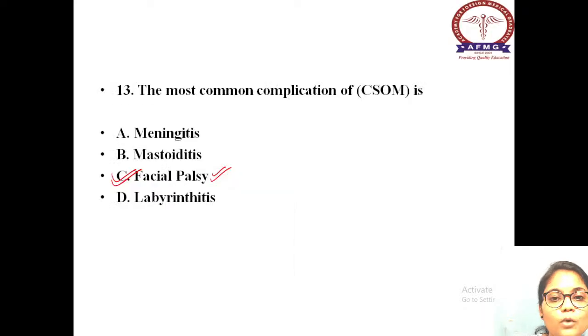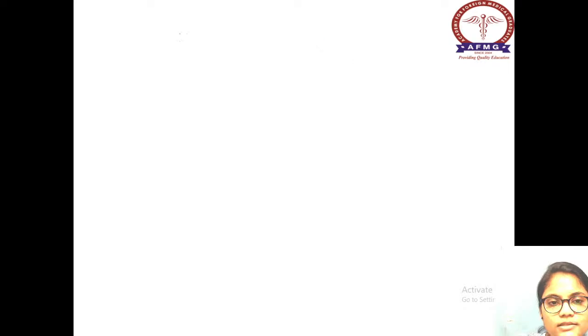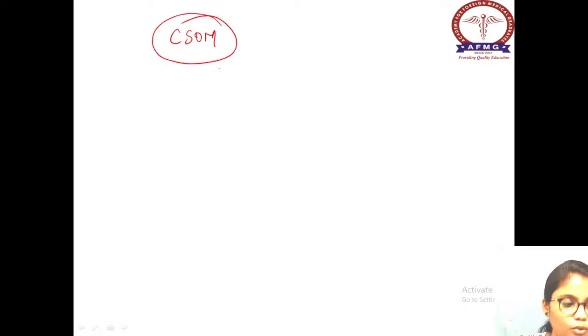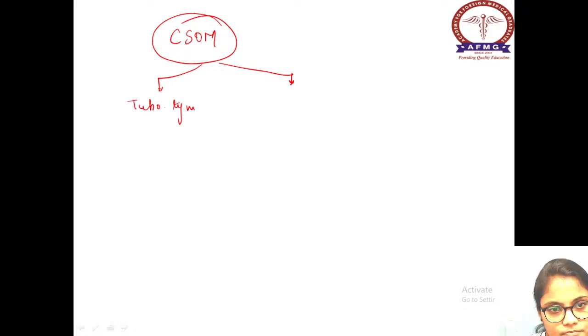if you wanted to know about CSOM and facial palsy, in CSOM, what is the important thing you have to know? See, in CSOM, you have to know two things, right? One is your normal safe CSOM, and another one is your unsafe CSOM. Unsafe CSOM, that is the tubotympanic, and the another one is your atticoantral.